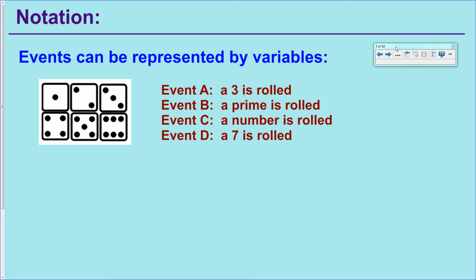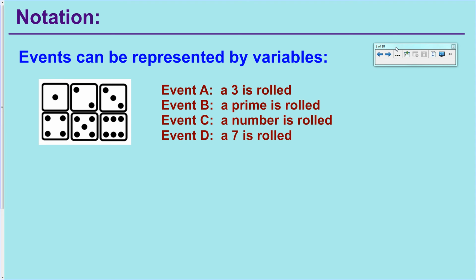So I have a very simple example here where someone has rolled a die, and you see the 6 different outcomes there in the picture. And we have 4 events defined. Event A is that a 3 is rolled. Event B is that a prime number is rolled. Event C is that any number is rolled. And event D is that a 7 is rolled.